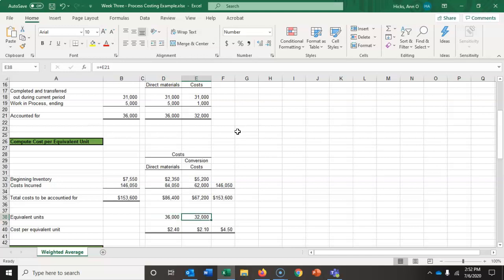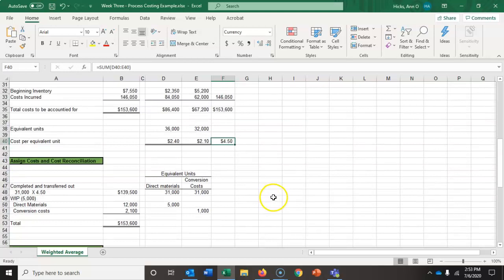Then we'll do the same thing for conversion costs. We'll pull down the 32,000, and then we will divide the 67,200 by the 32,000 to come up with $2.10 per unit for conversion costs. If we add those together, that gives us a grand total of $4.50 per equivalent unit. But we need to be careful as to how we use that $4.50. And I'll explain that further in a moment.